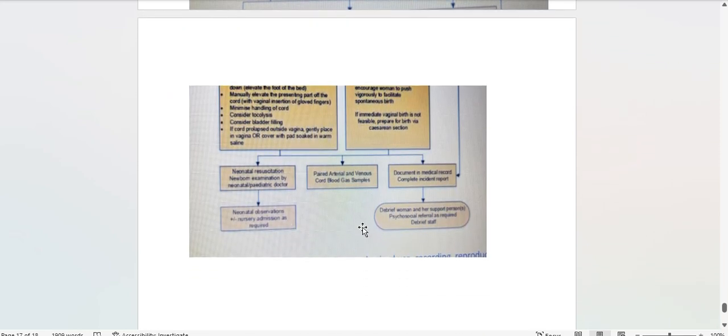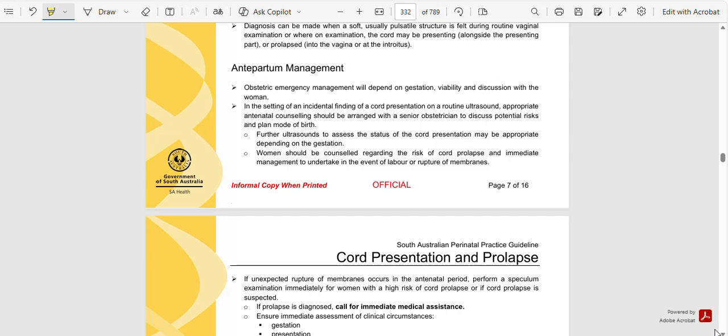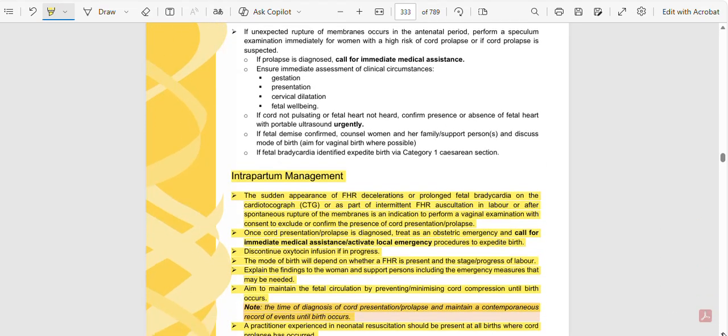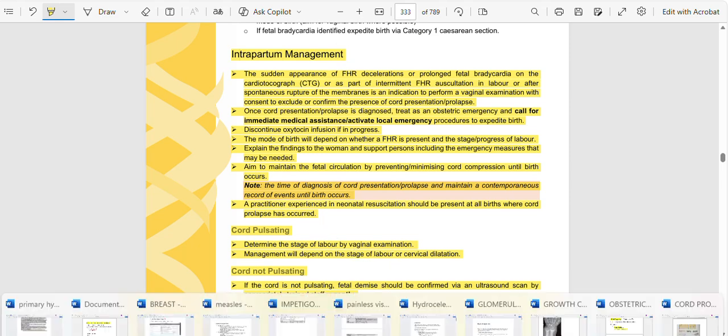Then definitely we have to arrange, if we refer the patient to the hospital, a neonatal resuscitation team and a gynecologist as well, right? So that is the most important part. Okay, so this is the guideline. Through these guidelines, I just made very concise notes where we can understand it easily. It depends upon you whether you want to read from the guidelines or from those notes.